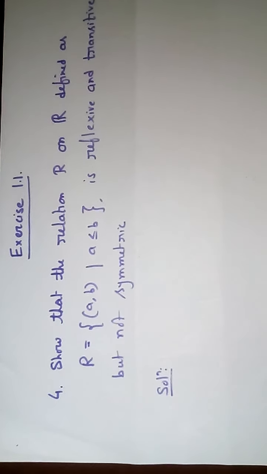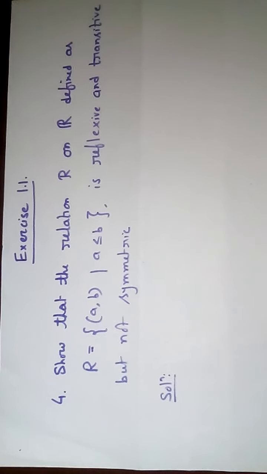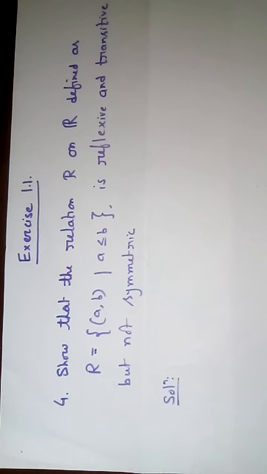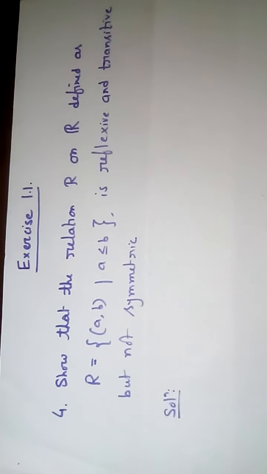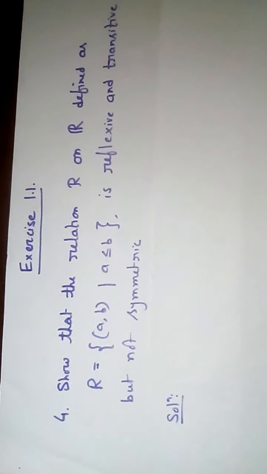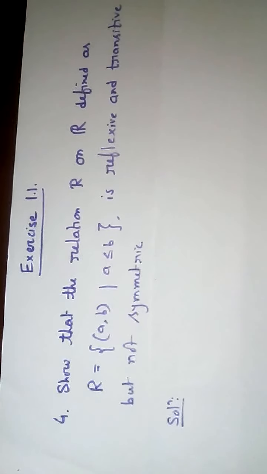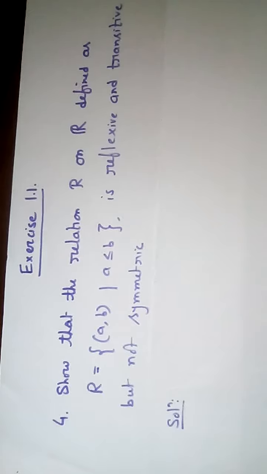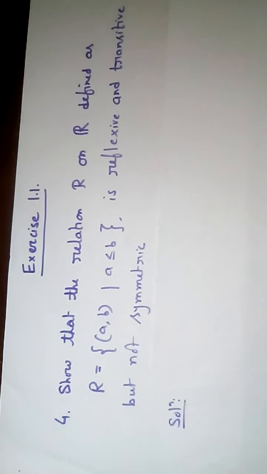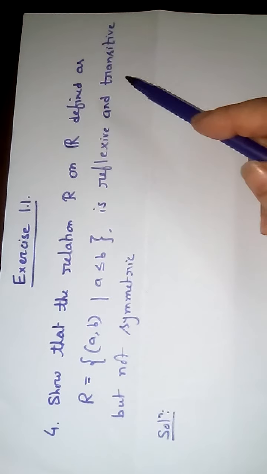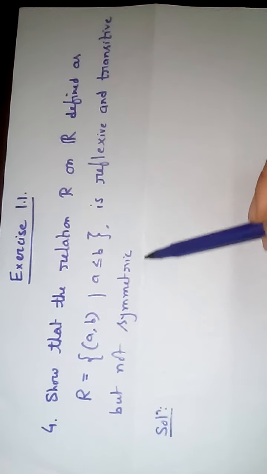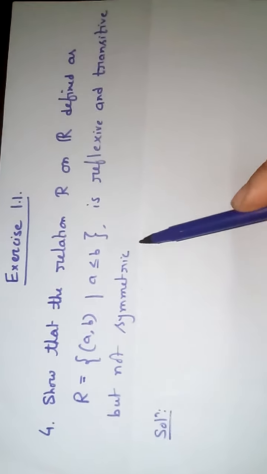Good morning, students. মই তোমালোকক আজি exercise 1.1, question number 4 বুজাই দিম। তোমালোকৰ question টো হৈছে: show that the relation R on capital R defined as R is equal to ordered pair AB where A less than B is reflexive and transitive but not symmetric. Try to clear the question.